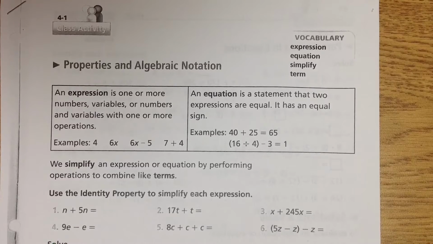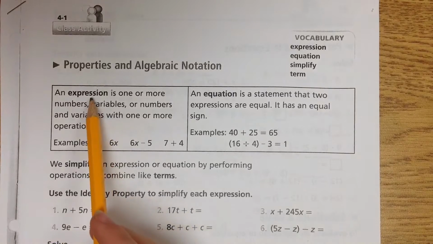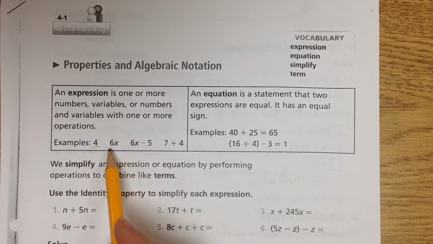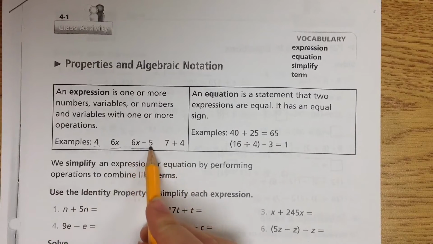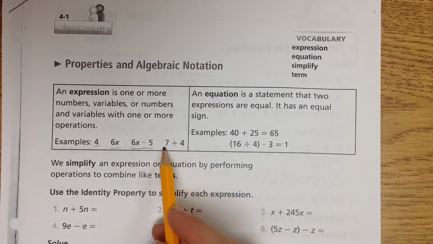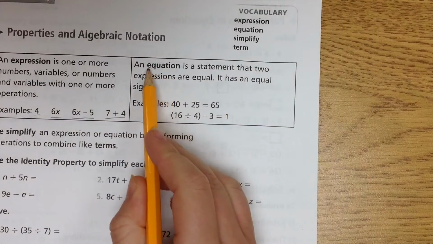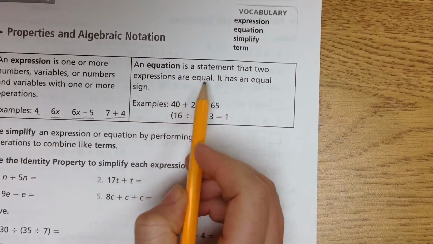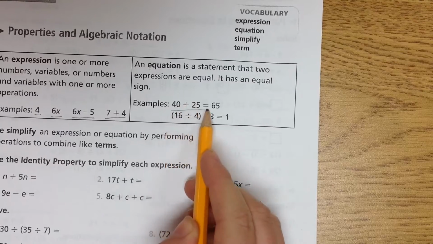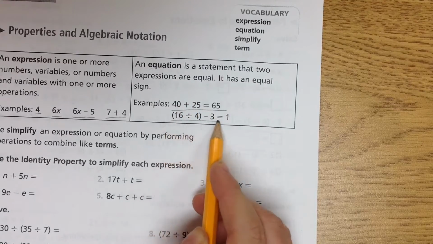All right, so we're looking at examples of expressions. The number 4 can be an expression, 6x can be an expression. X is a variable, and we'll talk more about what that means in a little bit. 6x minus 5 can be an expression, 7 plus 4 can be an expression, and so on. An equation is when two expressions are equal. So basically an equation is whenever there's an equal sign in it.